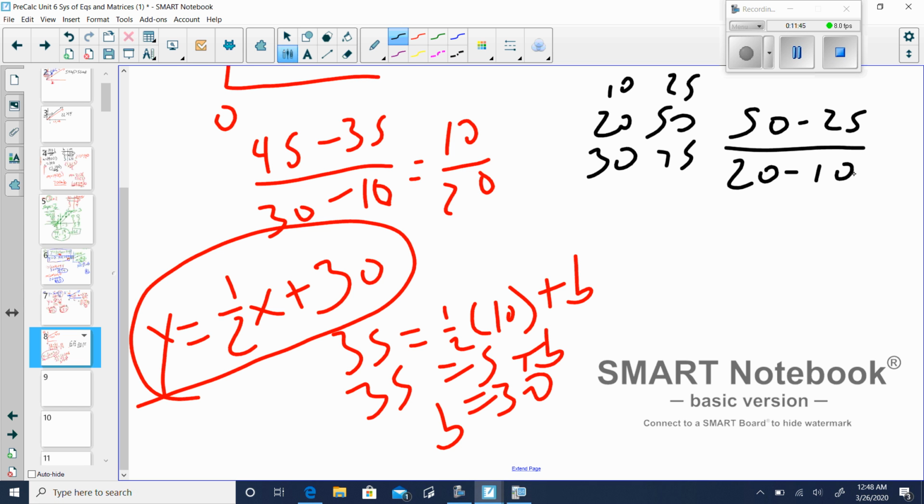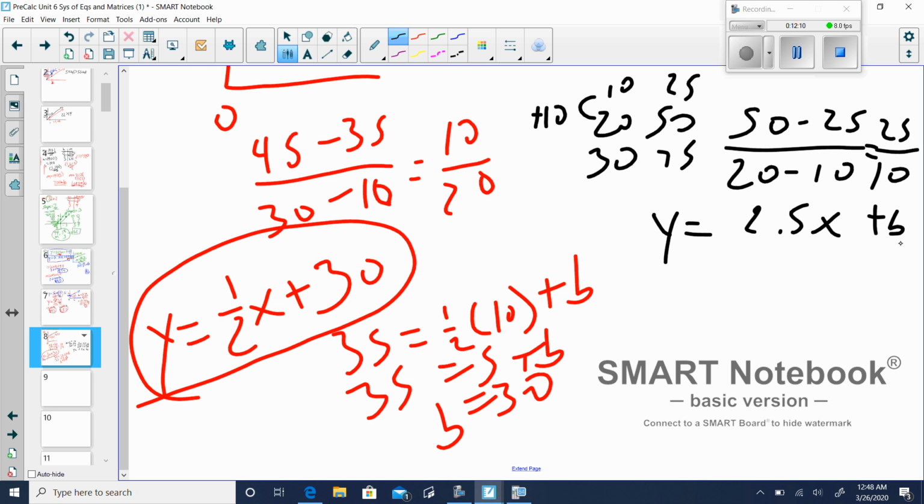Because if you say that our slope is 25, you're missing the fact that we're not jumping by ones from each x, we're jumping by 10, right? So that's not 25 over 1, it's 25 over 10. So our slope is 2.5.